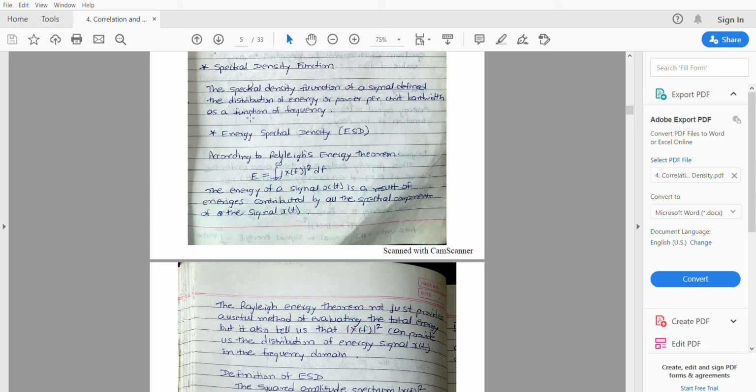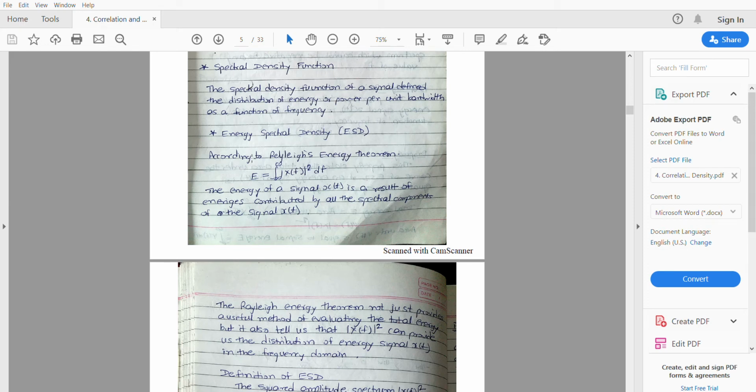Now, when we want to analyze, for example, the speech signal in the frequency domain, in that case we can find its energy spectral density or power spectral density. So if you observe this, we want to find the energy or power per unit bandwidth as a function of frequency. So here we try to calculate the energy spectral density, which is in the frequency domain, which is a function of the frequency.